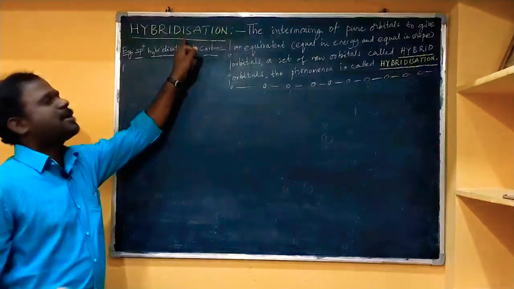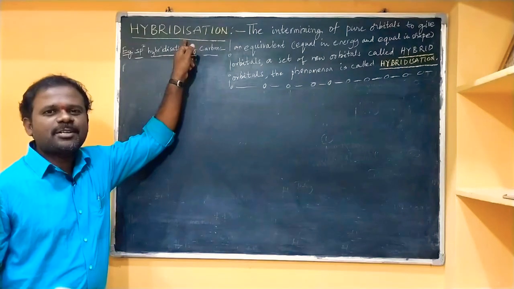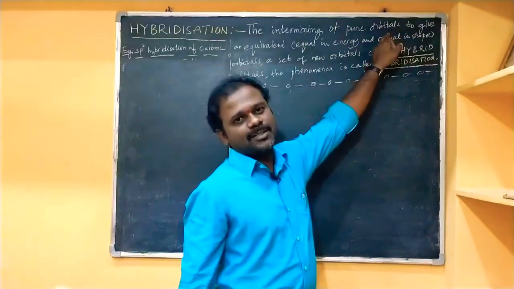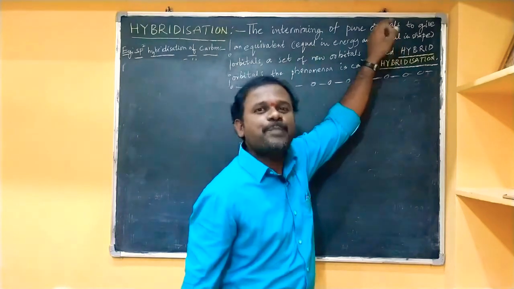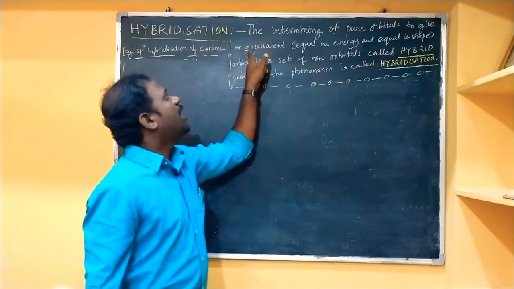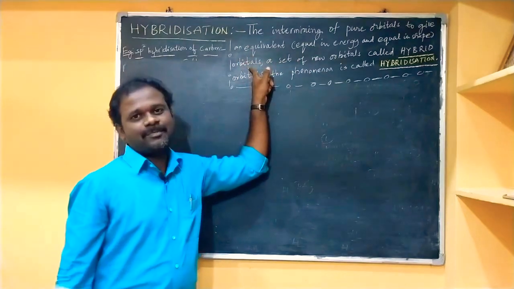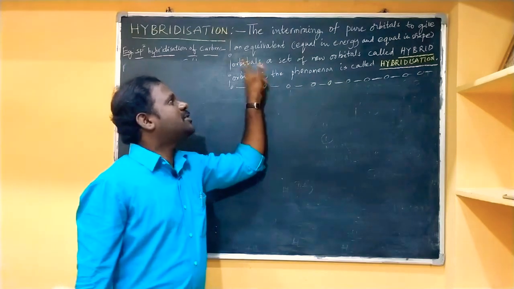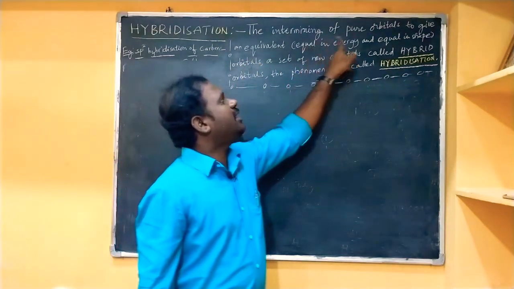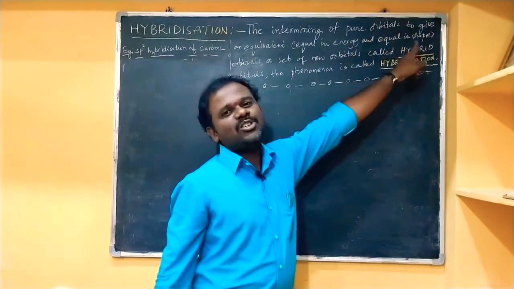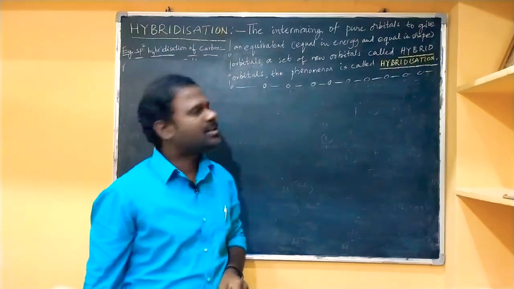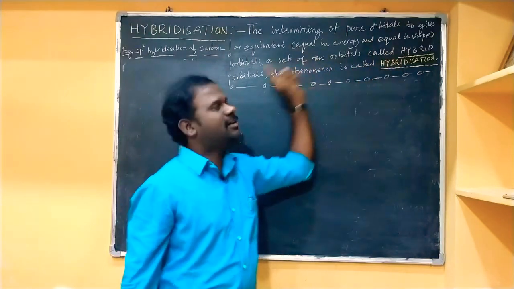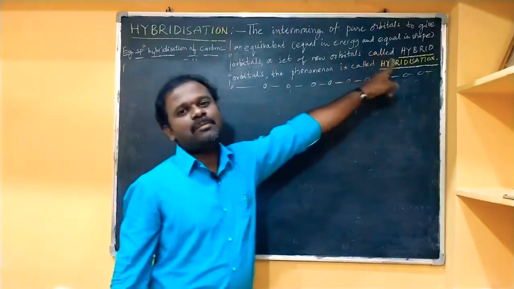What is the definition of hybridization? It is the intermixing of pure orbitals to give equivalent orbitals, which are equal in energy and equal in shape. A set of new orbitals, which are called hybrid orbitals, and the phenomenon is called hybridization.